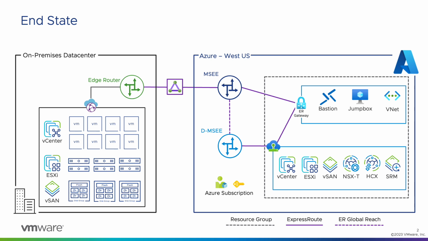We'll create some additional subnets for Azure Bastion and that jump box. We'll deploy Azure Bastion and then deploy the jump box. And then we'll log into that jump box and verify connectivity to vCenter. And then we'll configure ExpressRoute Global Reach and access vCenter from our on-premises data center.